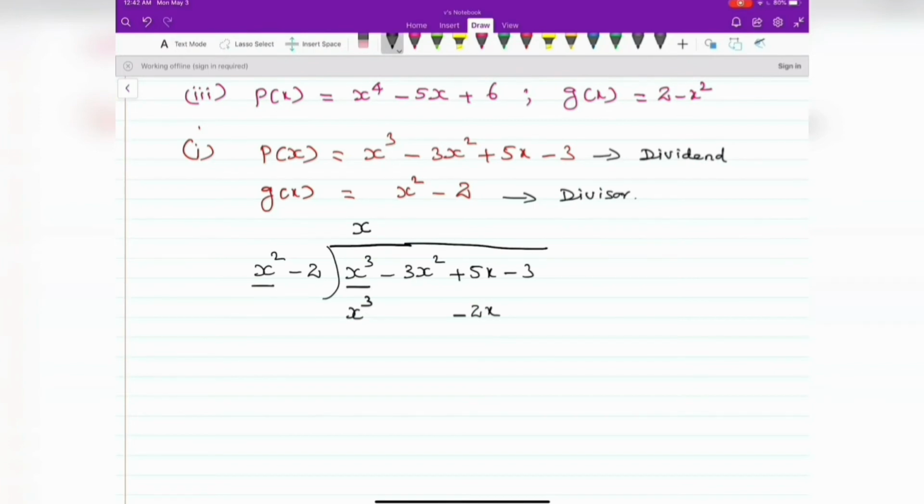Okay. Now I have to subtract. The sign will change. This will become minus x cube and here it will become plus. Then what will happen? Plus x cube minus x cube will get cancelled. Let me write this minus 3x square as it is. Then plus 5x plus 2x will give me plus 7x. Let me bring down this minus 3.